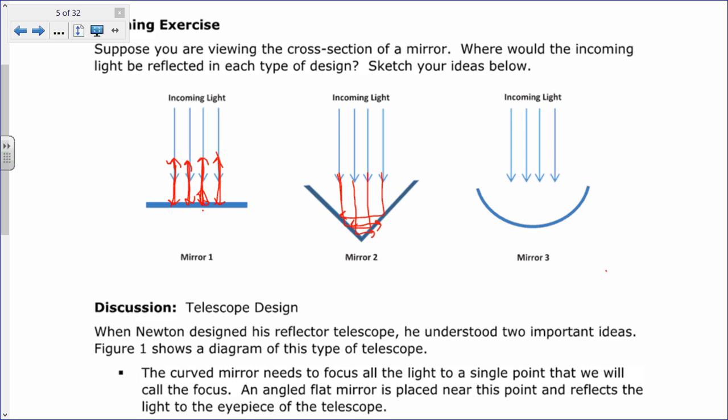And then if you have a curved mirror, what's going to happen is it's going to come down like this and bounce back, come down like this and bounce back, something like that. So they're going to be all over the place. We're going to save the discussion for the telescope design in class.